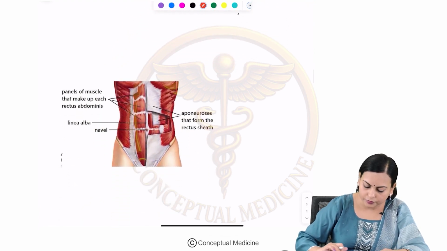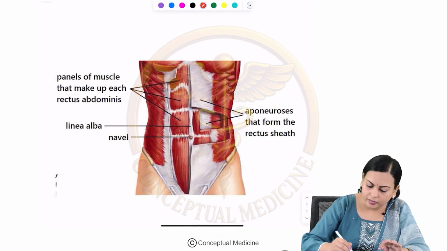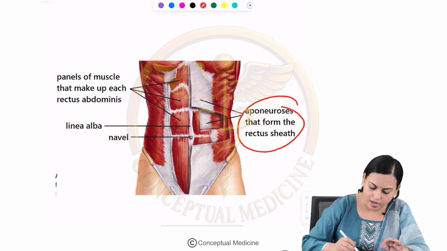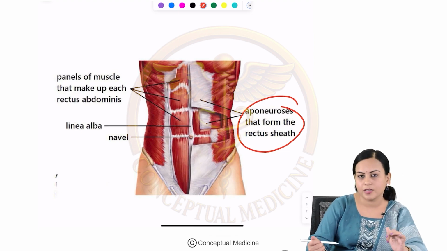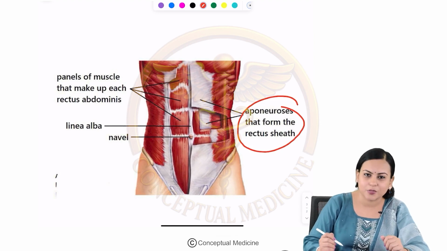So, this is how the aponeurosis will combine together and form the rectus sheath, and these are the panels of muscle that make up each rectus abdominis muscle. So, this is what you basically see as the 6 pack.